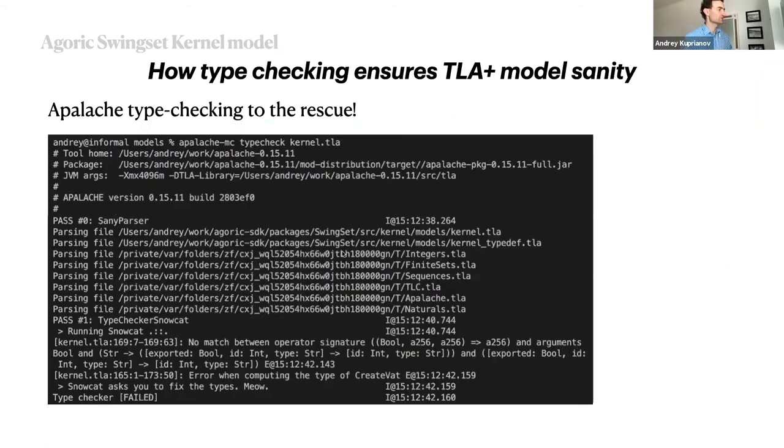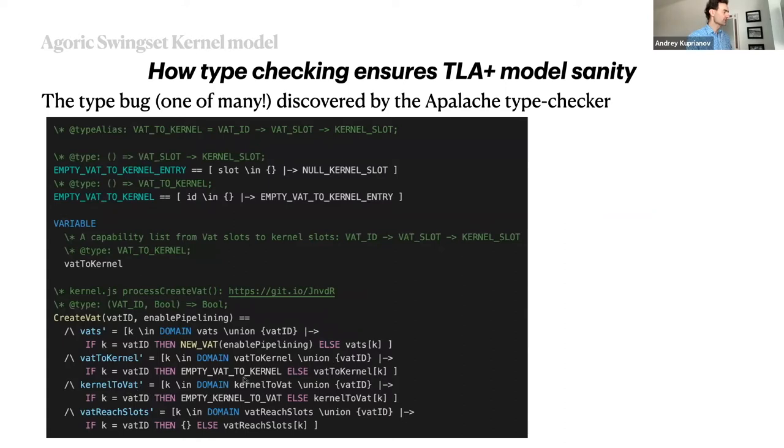Luckily, Apalache now has this type checking, and it tells you, okay, sorry, your specification is ill-typed. So something doesn't match here. And what doesn't match in this case is that if you assign this operator to this index in this table, like VAT to kernel, it maps VAT IDs to certain information about them. If you use this operator, then you map a VAT ID to this one. So you map VAT ID again to VAT ID to VAT slot and to kernel slot. But as can be seen here, the type of this variable is actually that one, VAT to kernel, and it should be one level less, right? It should map simply VAT ID to VAT slot and to kernel slot. So there is a typo here, and the Apalache type checker just catches this typo for you.